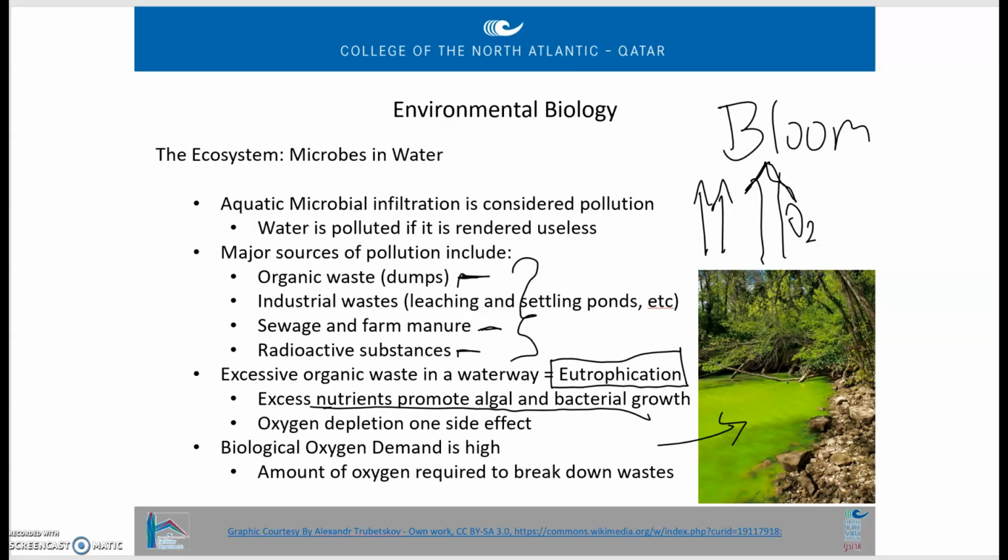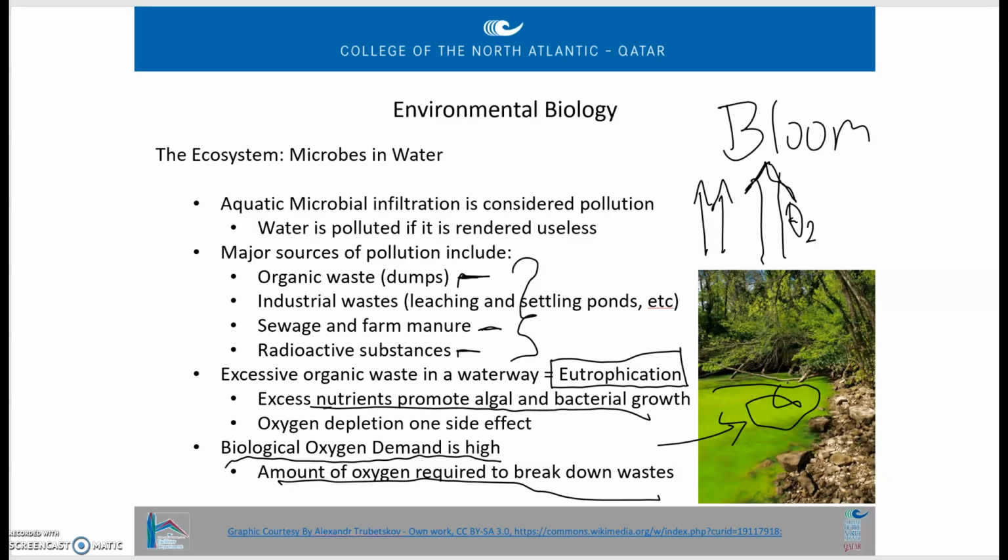And unfortunately, it's going to end up to the point where there's going to be too many cells there, and they're going to use up all of the oxygen that is in that body of water. So the biological oxygen demand is how much oxygen it would need to keep this system here, and in our case we're talking about our little pond here, to keep this healthy, to keep all the organisms in there living, and also the amount of oxygen required to break down those wastes.